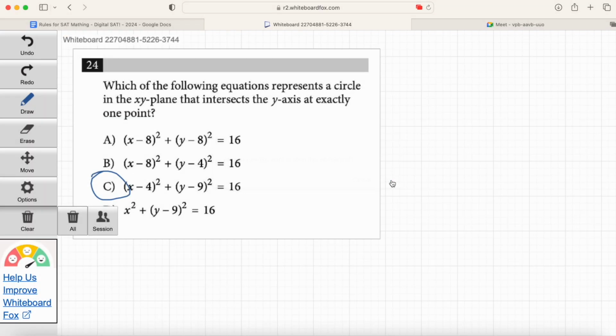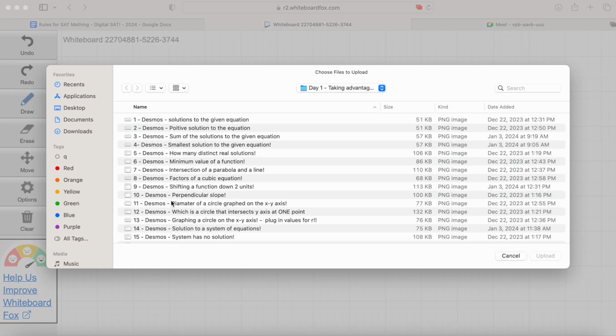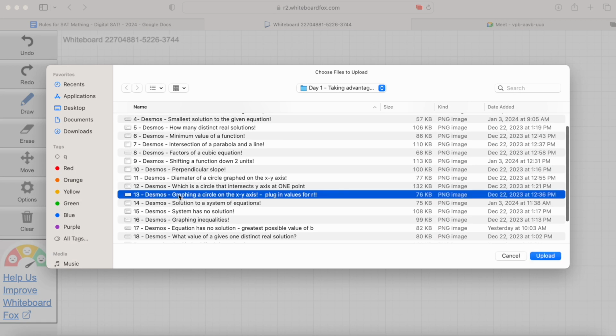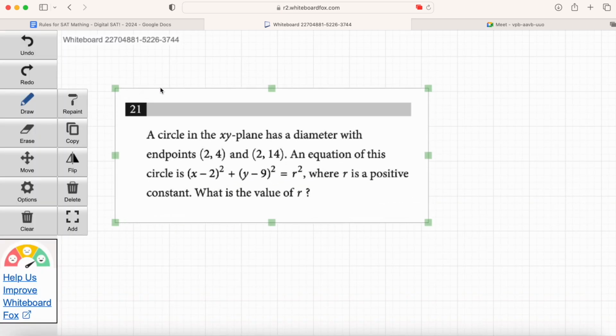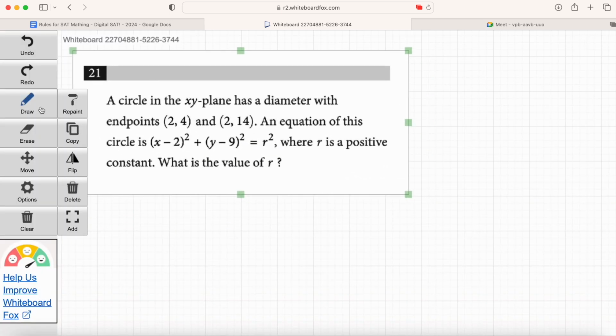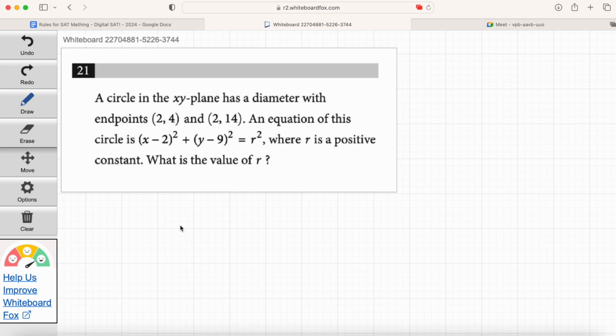I think we got one more circle question. This one's a little trickier. Aha. All right, Maria, you are up. Go and read 21 for us, please. A circle on the xy plane has a diameter with endpoints (2, 4) and (2, 14). An equation of this circle is (x minus 2) squared plus (y minus 9) squared equals r squared, where r is a positive constant. What is the value of r?